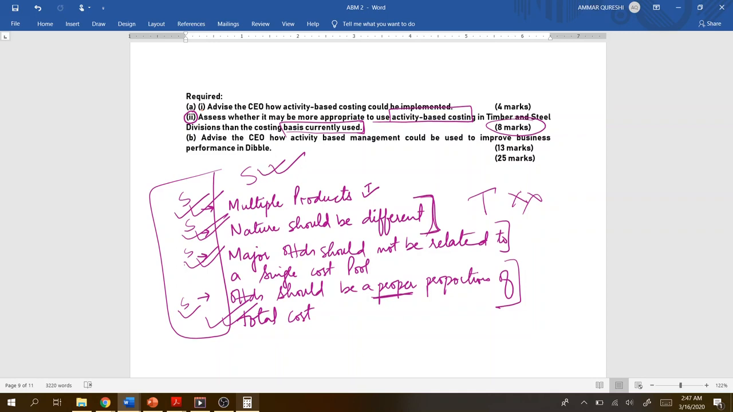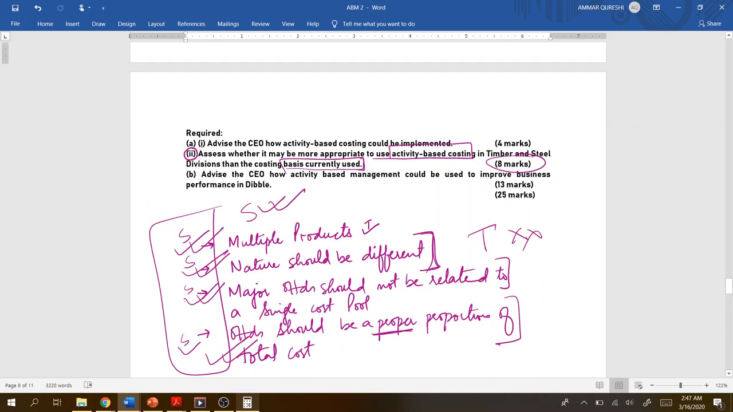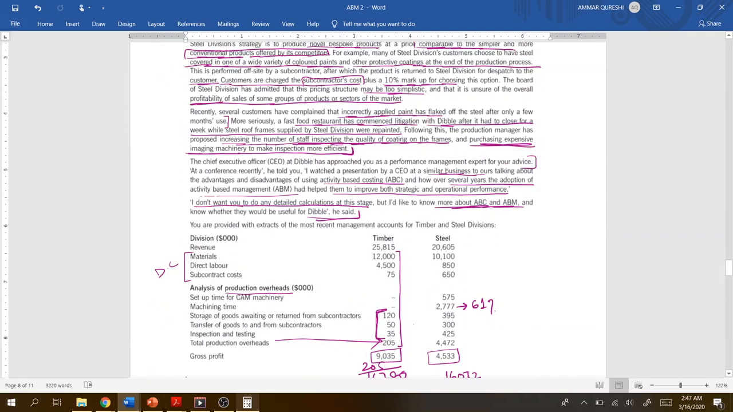Now, let's move to part B. Advise the CEO, you just need to write these things in your own wordings, right? Obviously, we cannot do that here. Part B: advise the CEO on how activity-based management could be used to improve business performance in Dibble, right? Now you have to advise the company how activity-based management, not costing, could be used to improve business performance. The question is asking about the performance, right? So how do you think ABM can help the company, right?